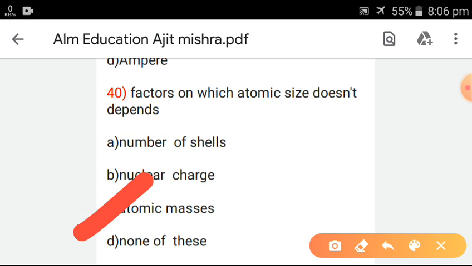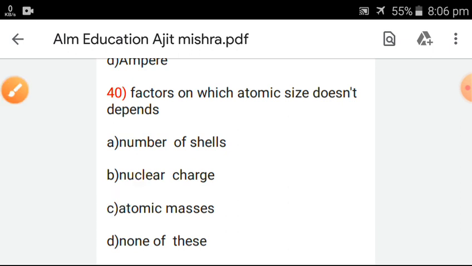Atomic size increases due to the increase in the number of shells. When the number of shells increases, the atomic size increases, and when the nuclear charge increases, the atomic size decreases. But the atomic mass does not affect the atomic size.